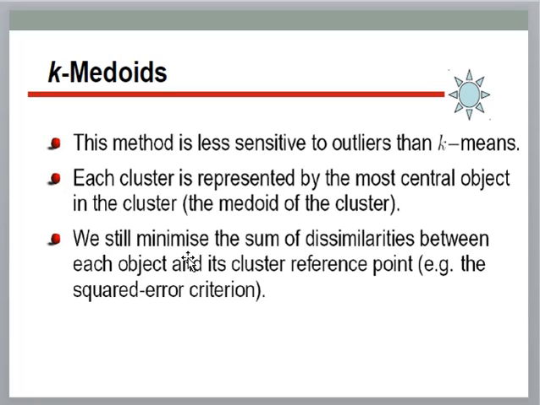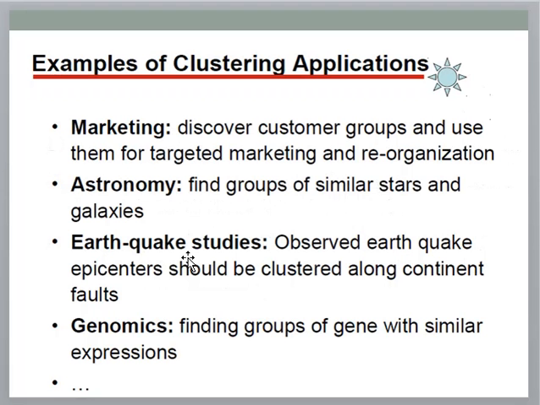We still minimize the sum of dissimilarities between each object and its cluster reference point, for example with the squared error criterion. This is the same as in the k-means algorithm, because we are trying to minimize the sum of dissimilarity, with the help of some squared error criteria, which we have also seen in the k-means algorithm. Now let's have a look at different applications where k-means clustering is used heavily for different purposes.